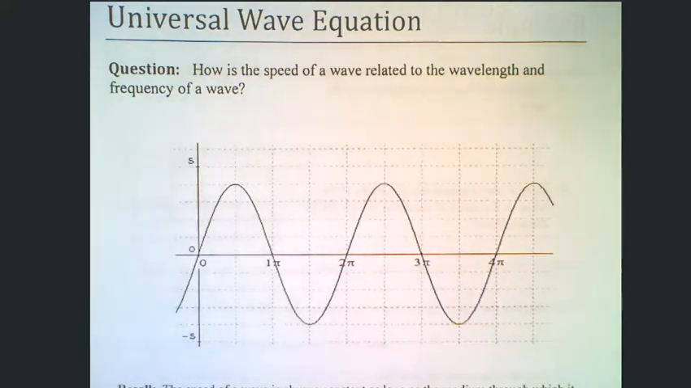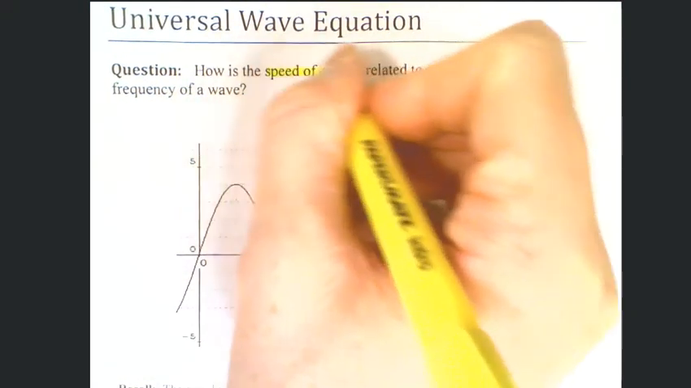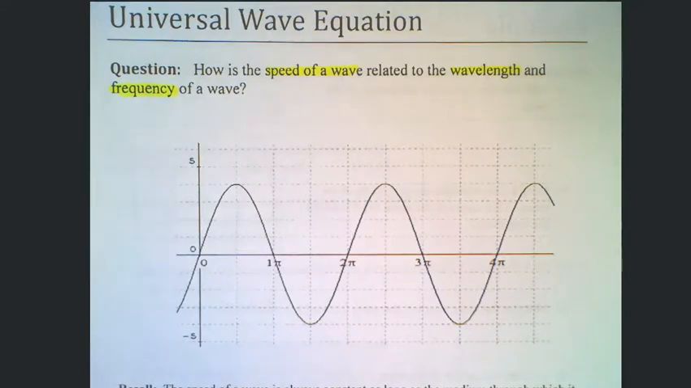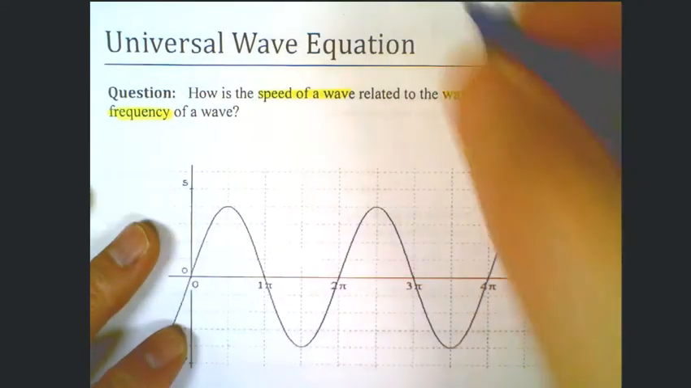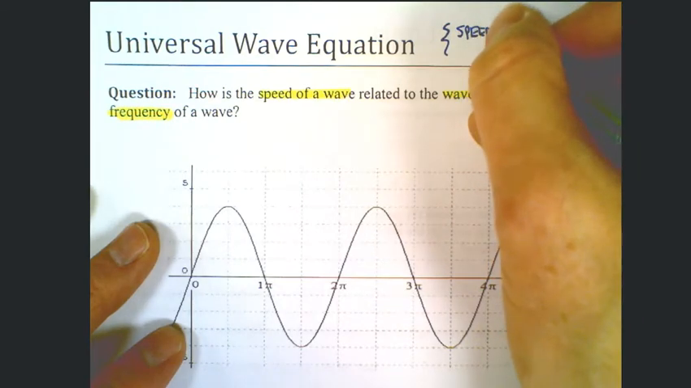It is this equation that, as it says here, relates the speed of a wave to just its wavelength and the frequency of the wave. Now what's really cool about this is that the wave equation talks about the speed of a wave.